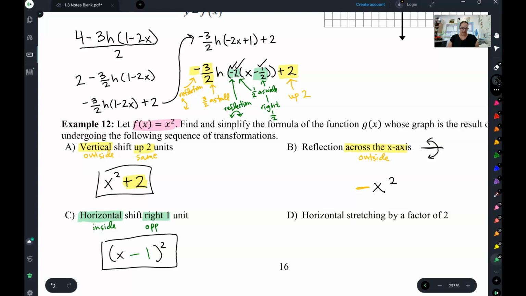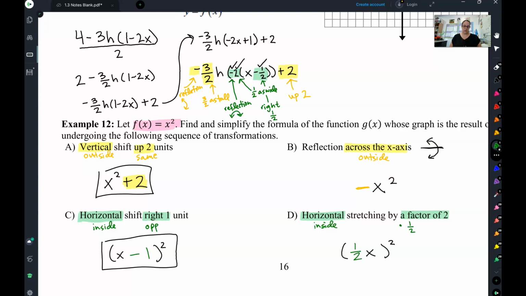Okay, last one. I have a horizontal, so this is inside again. And now I've got a stretch by a factor of 2. But remember, inside is opposite, so instead of timesing by 2, we're going to times by 1/2 because it's opposite. So once again, inside means inside the squared, and inside the squared I want a factor of 1/2. So now we have inside, we have a factor of 2, and inside is opposite, so we have a 1/2 instead, and that'll give us our horizontal stretch.